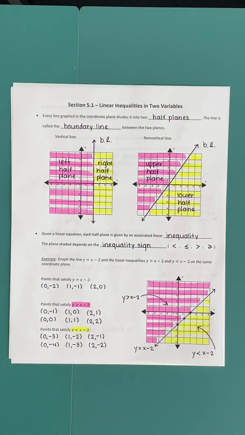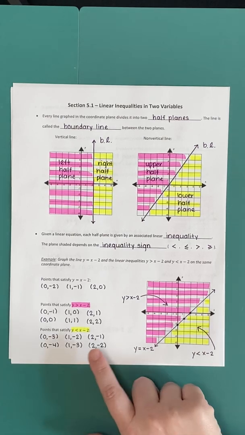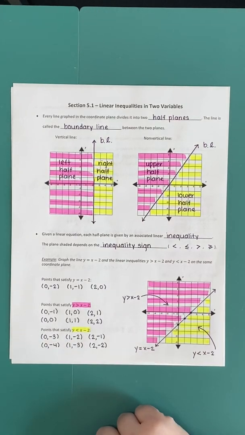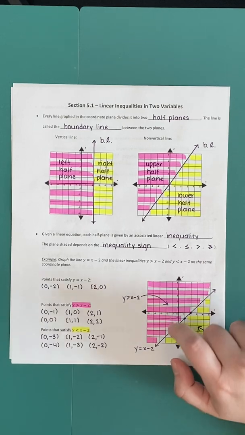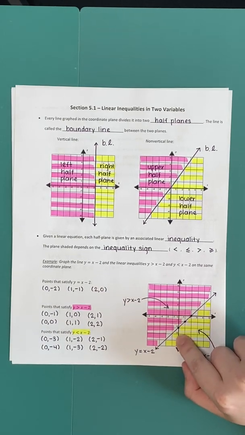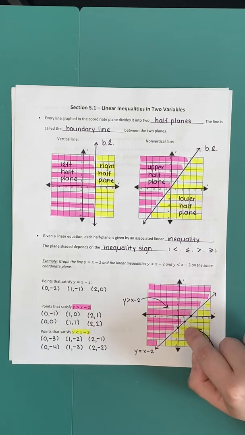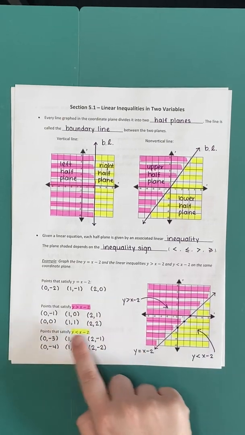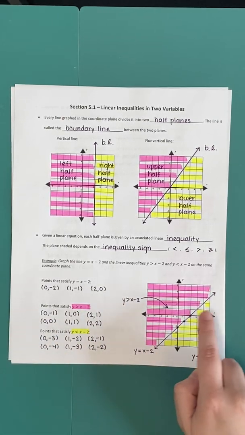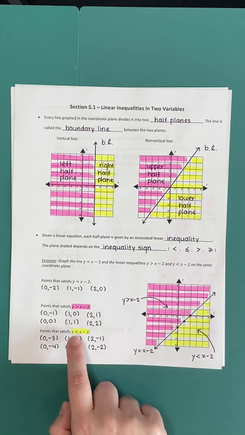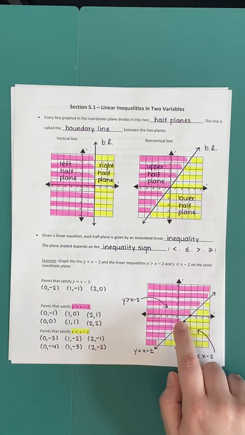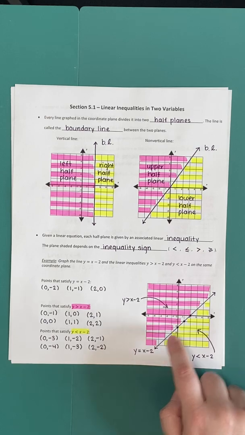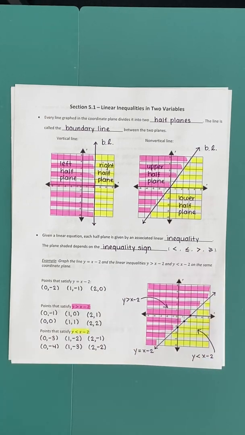And again, all these points have something very specific in common. If we were to graph these points, think about what those look like. So (0, -3) would be right here. (0, -4) would be right here. (1, -2), (1, -3), well, (2, -1), (2, -2). All of these points are below our boundary line. So this particular inequality is representative of the half plane that's below our boundary line.